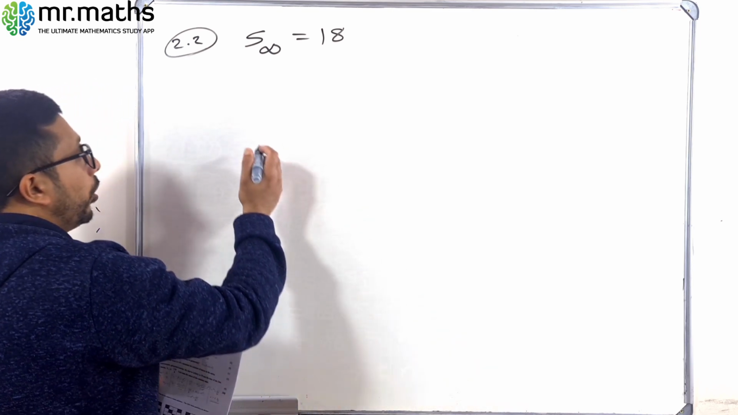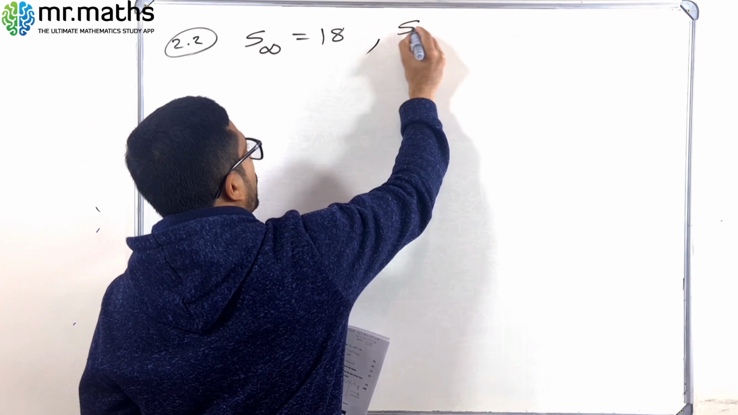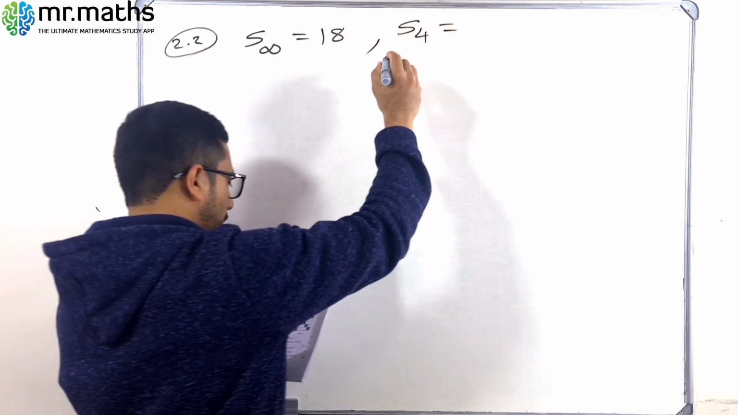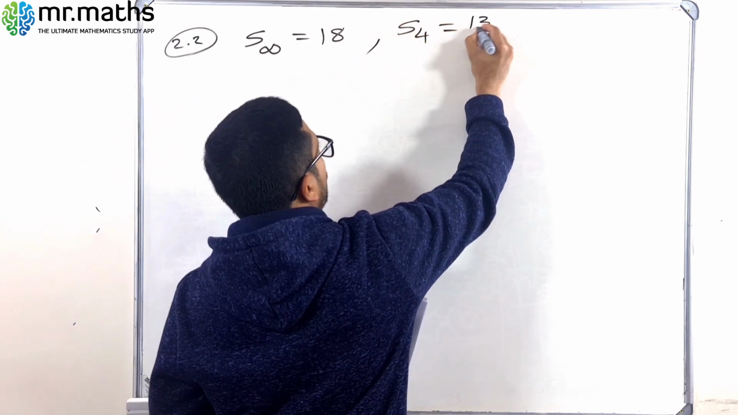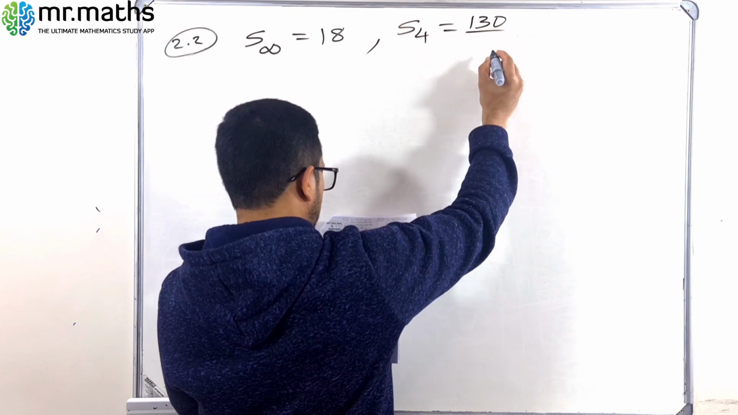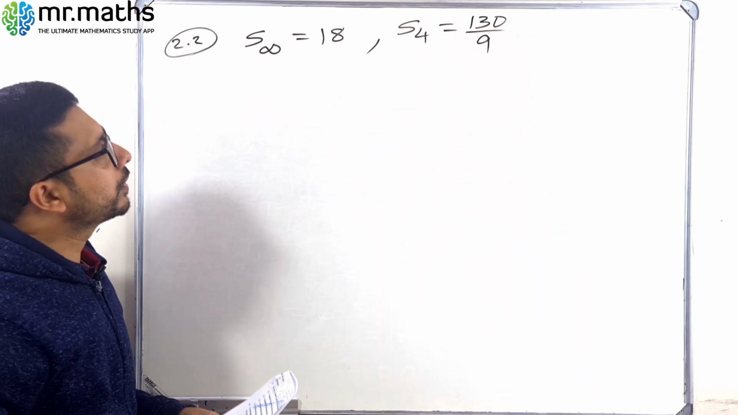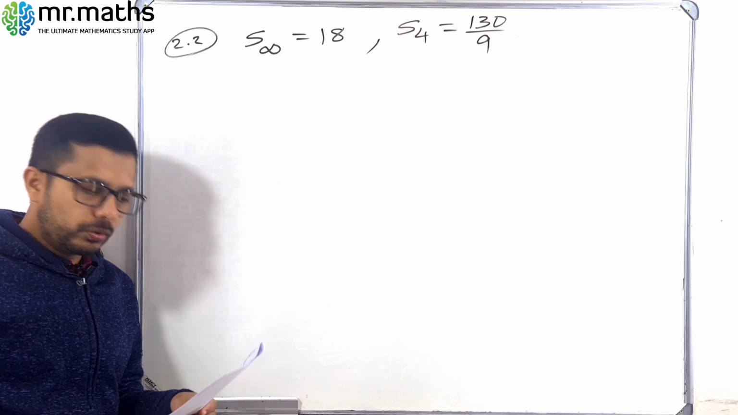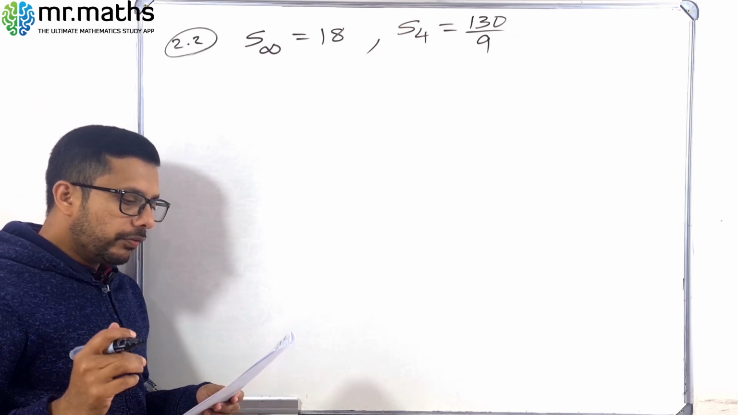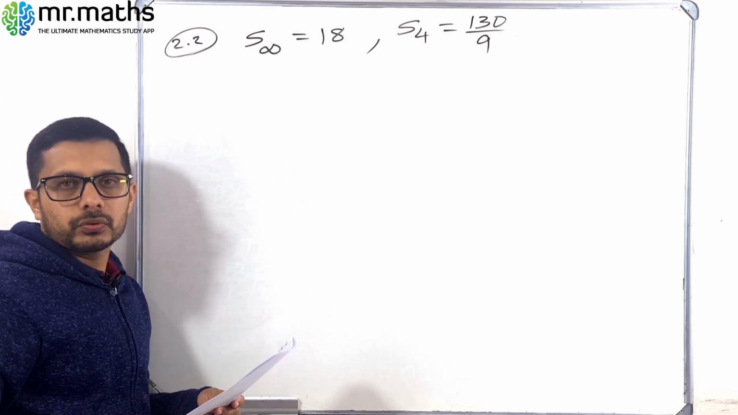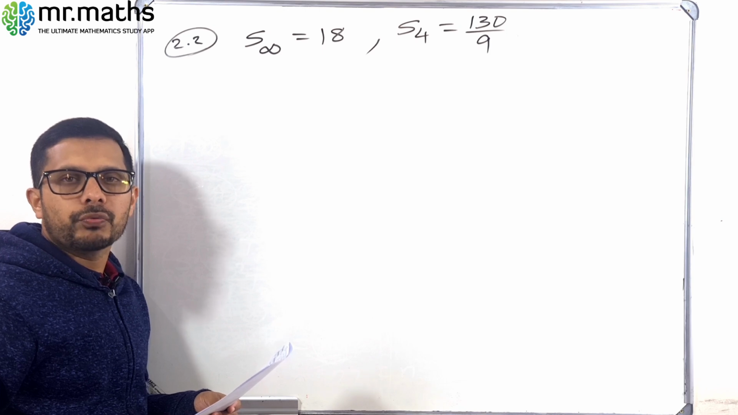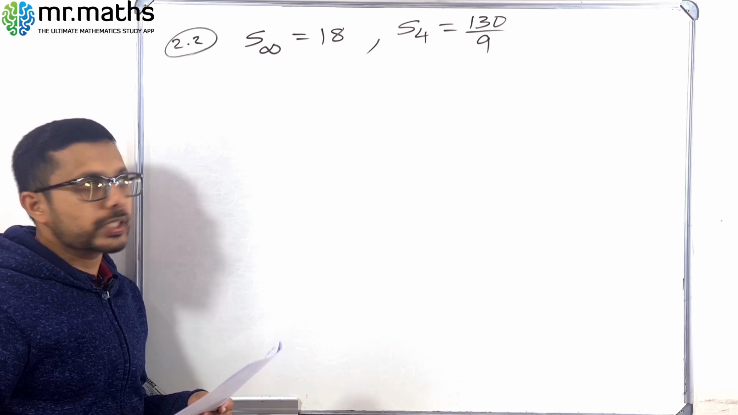So one more thing given, S4, sum of the first 4 terms, that is 130 divided by 9. So these are the two things given. Okay, now what is the question? Calculate the value of the constant ratio. That means you have to find the value of R. Am I right? That is the question.